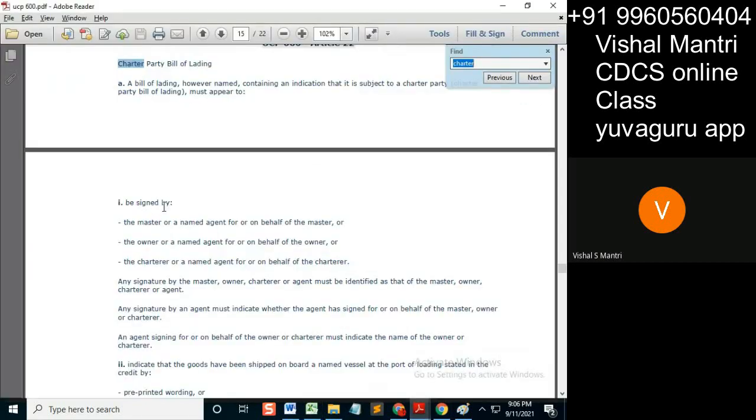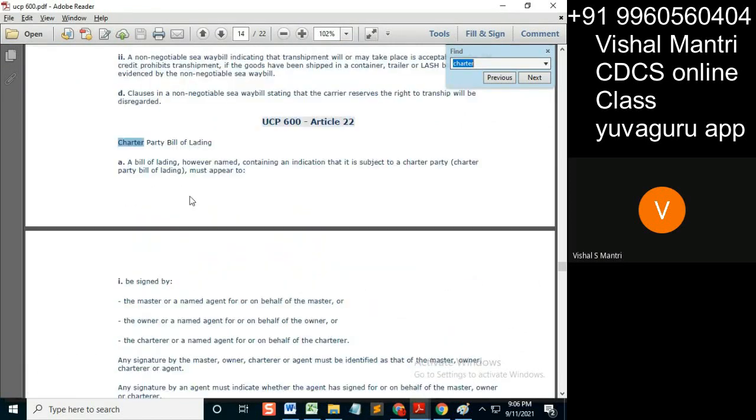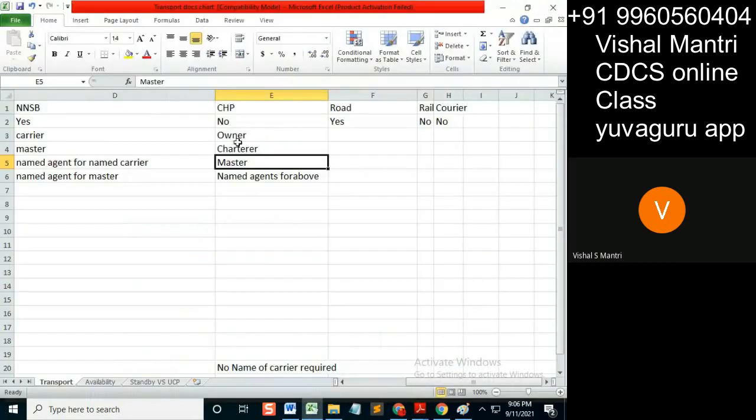Signed by a master, signed by owner, signed by the charterer. So name not there, it's allowed. Any signature, whether it's somewhere written over here, bill, however named, indication is subject to charter, nothing, that much only, nothing else. So owner, charterer, master, names not there, allowed. Agent, name should be there. Okay.